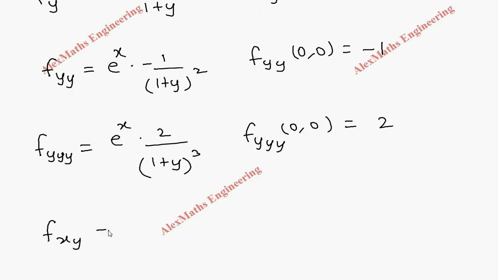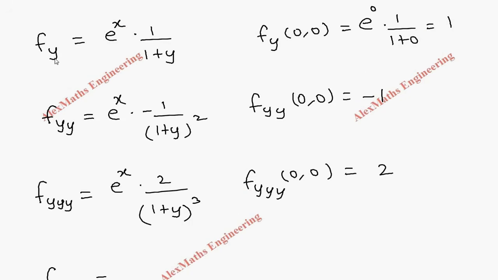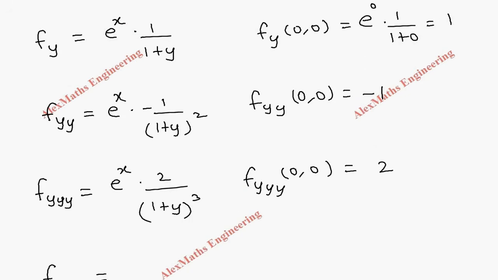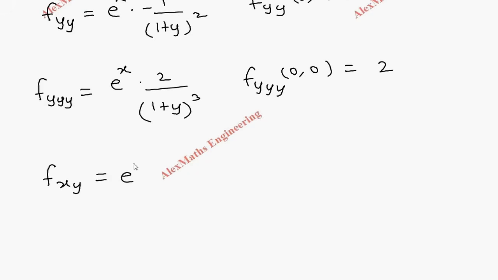We also need fxy, and fxy is nothing but this fy we have to differentiate with respect to x. So 1 by 1 plus y is constant. So e power x is e power x, and this constant will be as it is. Then coming to the value fxy of 0 comma 0, this will be 1.